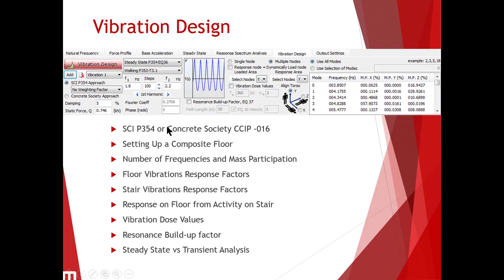quite informative. There is also a Concrete Society publication 016 for concrete floors, but in this case we're going to do a composite floor, and we're going to look at the natural frequencies and mass participation, and then we'll look at floor vibrations and these things called response factors. We'll look at staircases as well, and then the response on a floor from a staircase.